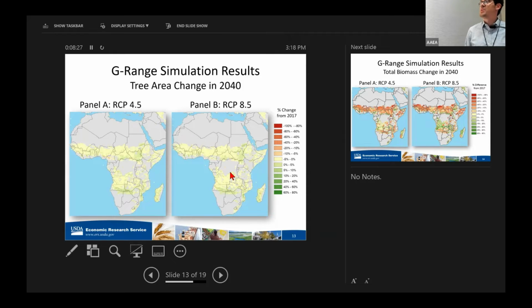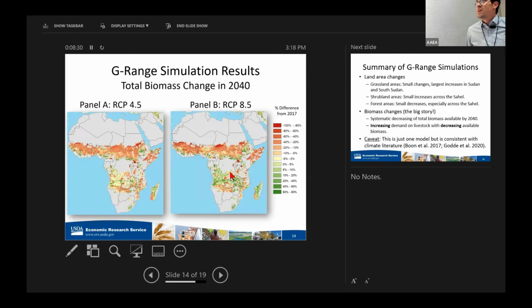The big story here is about total biomass. So now this isn't just looking at the area, which is the first three photos here, but the total amount of actual vegetation that is available for livestock to consume. And if you remember the area distribution of where livestock herds reside in sub-Saharan Africa, it largely overlaps with these areas where we're seeing the largest amount of reduction in total biomass. And in particular, for both of these scenarios, it's invariant to the climate change scenario that we assume in this model.